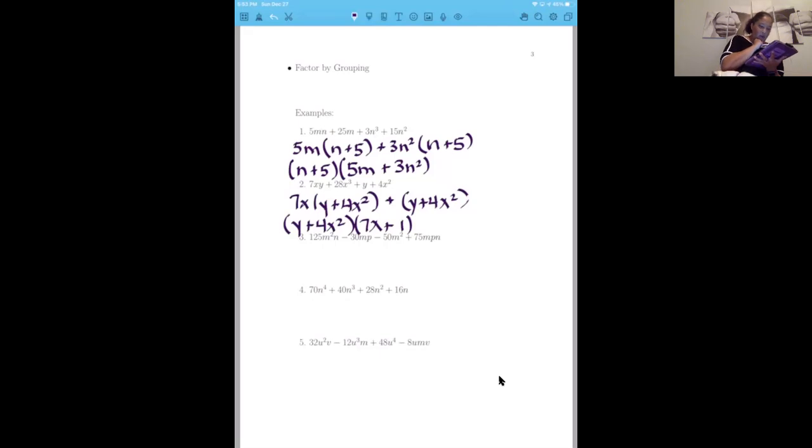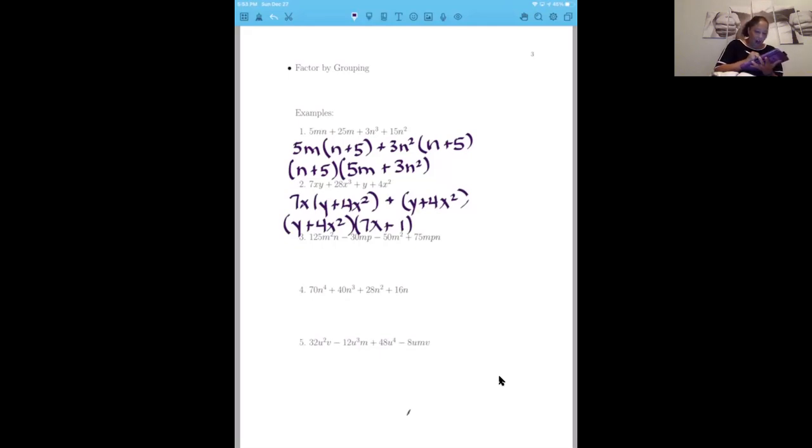Now let's take a look at this one. On this one, it's going to be a little bit different because I have three variables. So what's going to happen is I will try to factor it the exact same way, but I will see that I won't be able to factor it, so I will just switch a couple terms around and then see what happens.